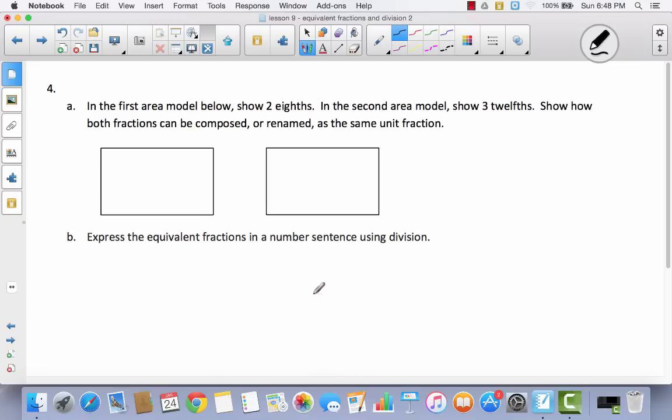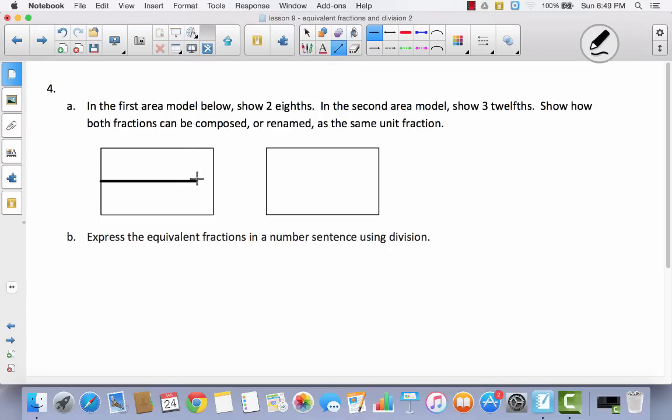All right, in the first area model, show 2/8. In the second area model, show 3/12. Show how both fractions can be composed or renamed as the same unit fraction. So we're pretty much going to do the exact same thing here, except we have different fractions. So I have to show 2 out of 8.